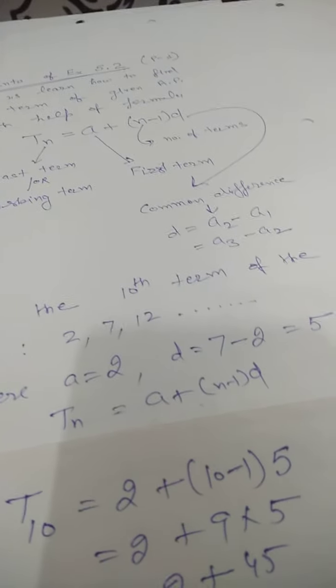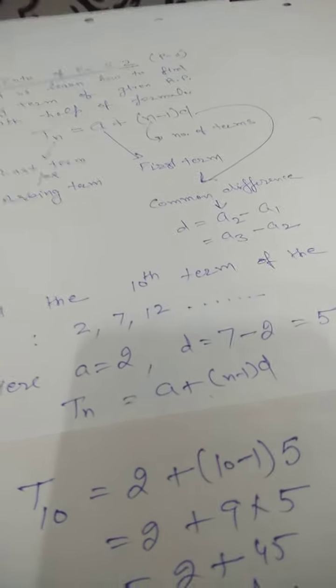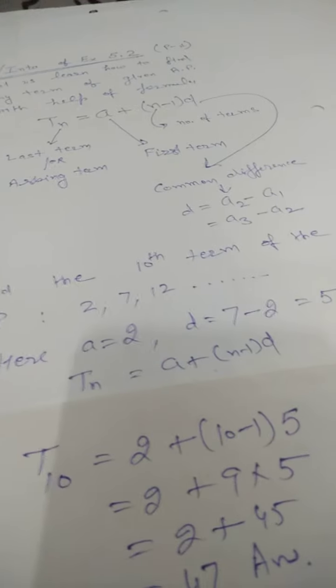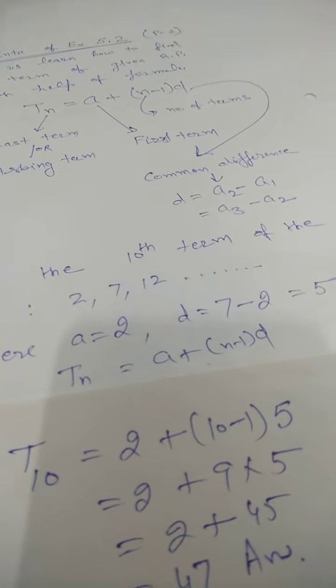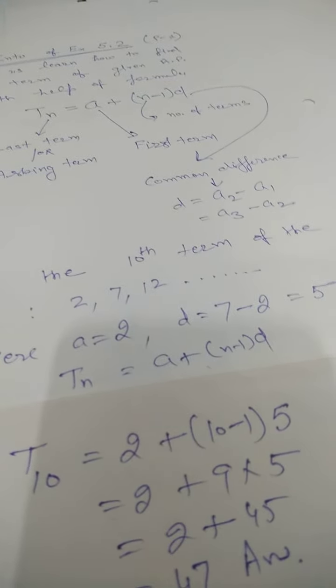10 minus 1 is 9, 9 into 5 is 45, and 2 plus 45 is equal to 47. Hence the 10th term of this given AP is equal to 47. This is the required answer. Thank you.